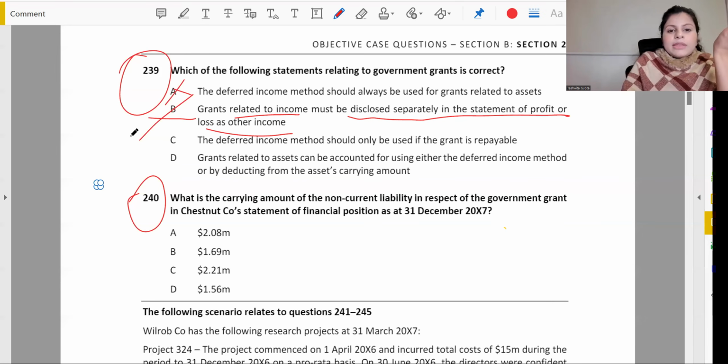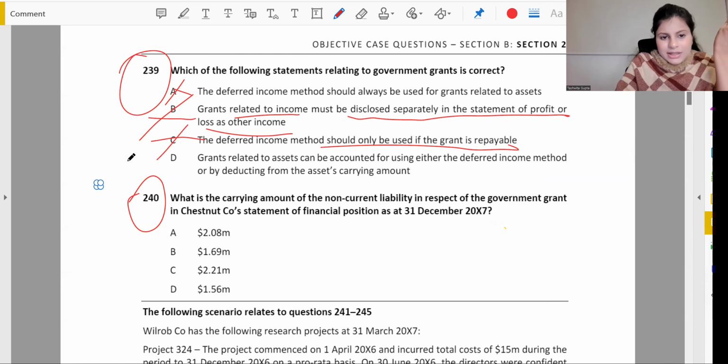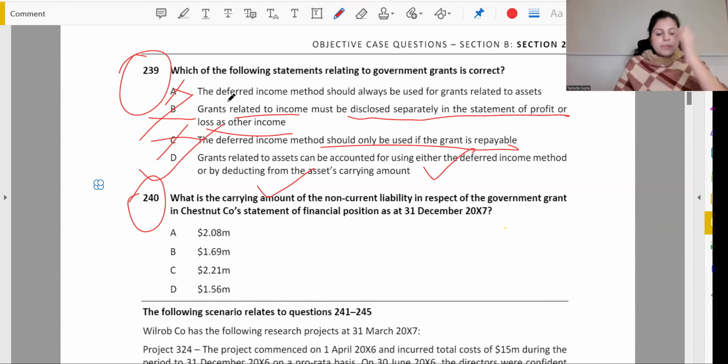The deferred income method should only be used if the grant is repayable. Grant related to assets can be accounted for either as deferred income or by deducting it from the carrying amount of the asset. This is true. Correct. So my D option is the correct option.